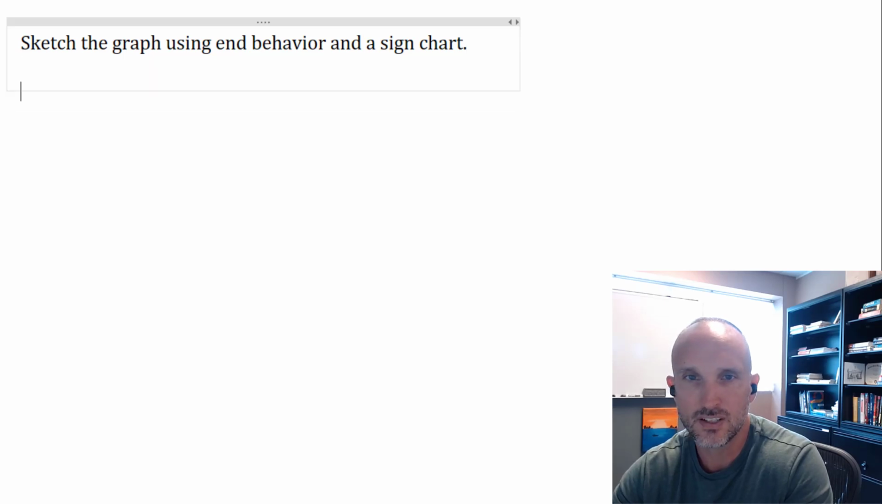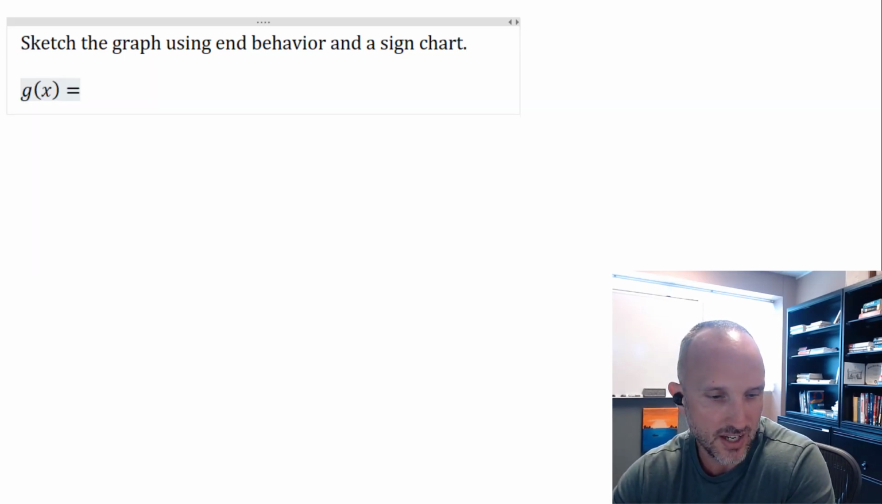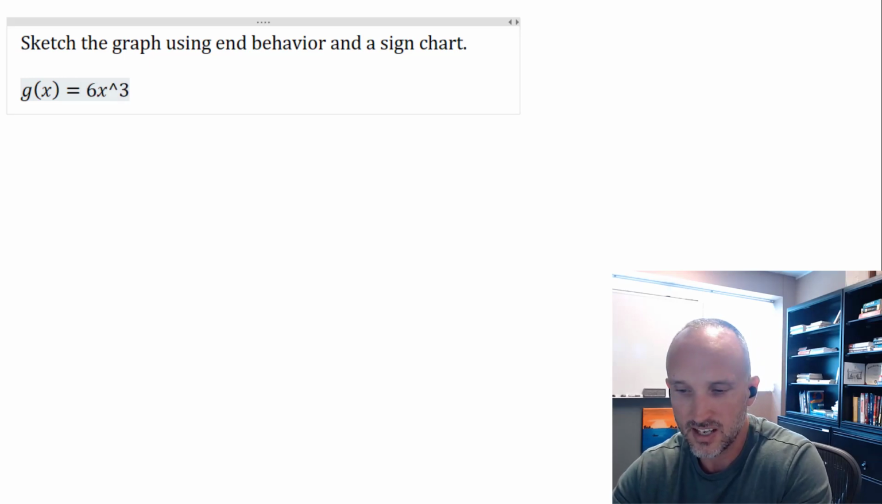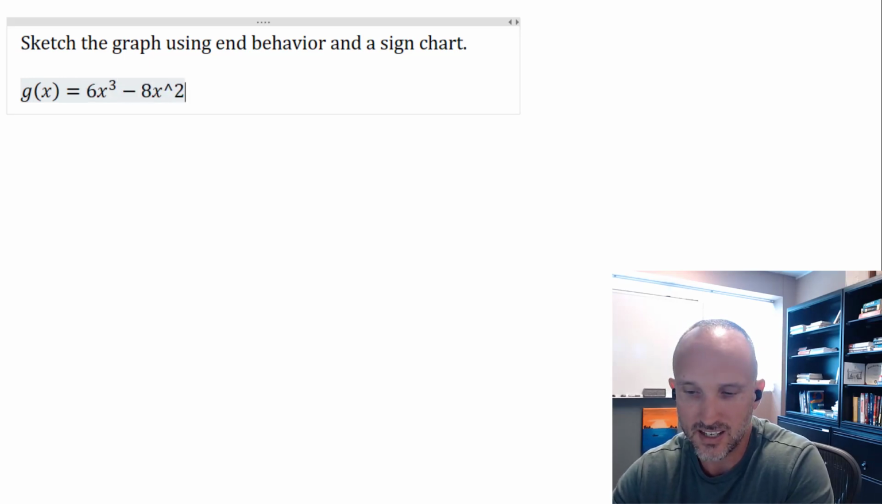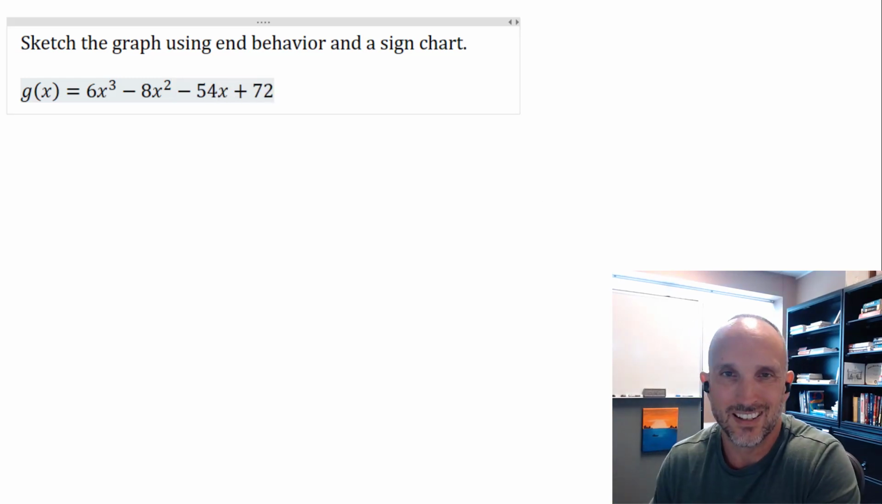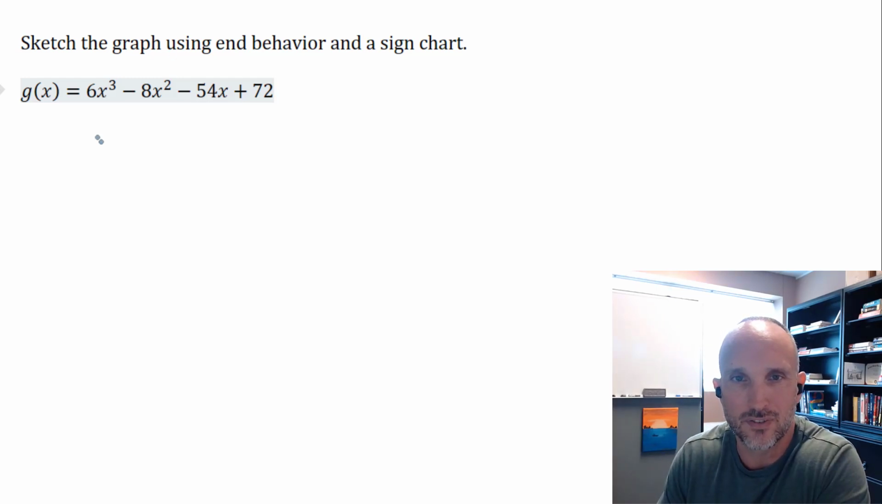Okay, let's do one last example. We're sketching the graph of a polynomial function. Let's say this last function is g of x equals 6x to the third power minus 8x squared minus 54x plus 72. Again, not factored, so let's work through that first.